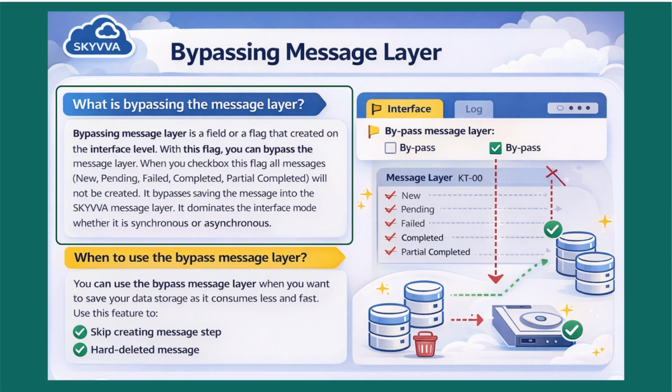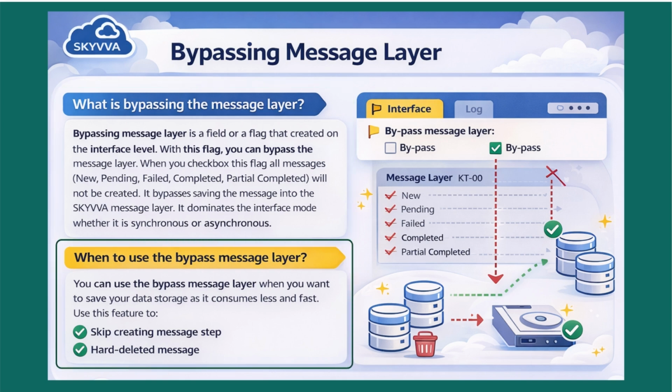Bypassing the message layer is a field or flag created on the interface level. With this flag, you can bypass the message layer. When you check this flag, all messages, new, pending, failed, completed, and partial completed, will not be created. It bypasses saving the message into the Skyvva message layer. It dominates the interface mode, whether it is synchronous or asynchronous.